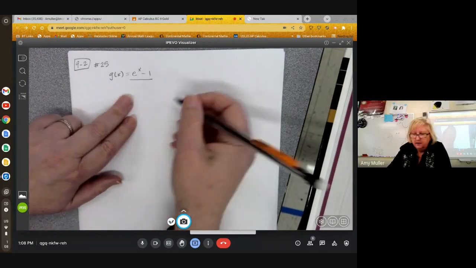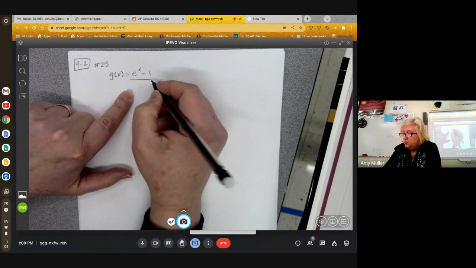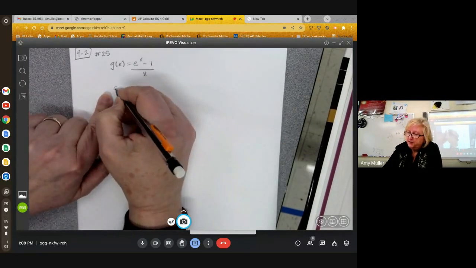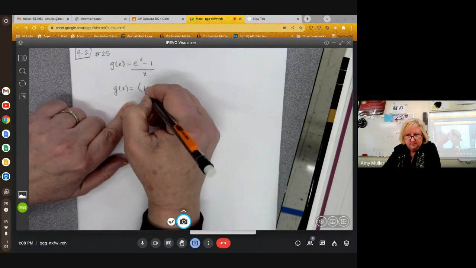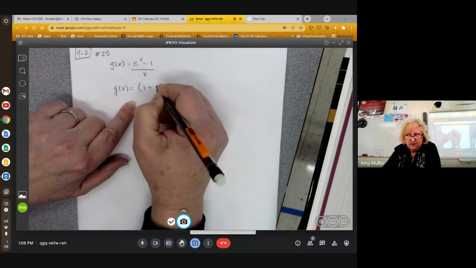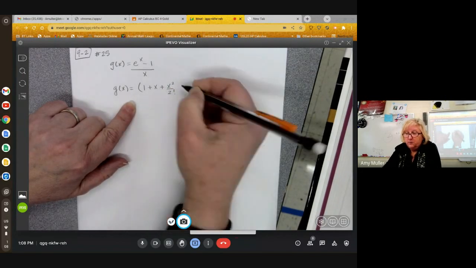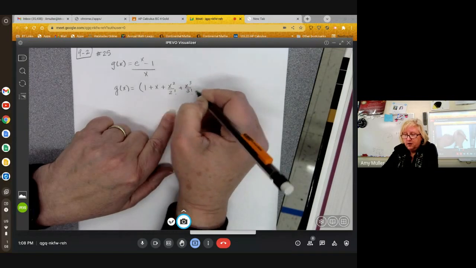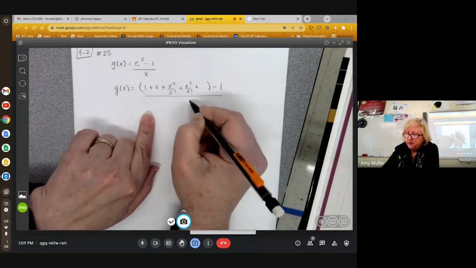Yes. Okay, all right. So this is number 25 from 9-2, and it says g of x equals e to the x minus 1 over x. This is how I'm going to come up with a series for this. First of all, I'm going to write, what is e to the x? Do we know what e to the x is? 1 plus x plus x squared over 2 factorial plus x cubed over 3 factorial plus dot, dot, dot, minus 1, all over x, right?